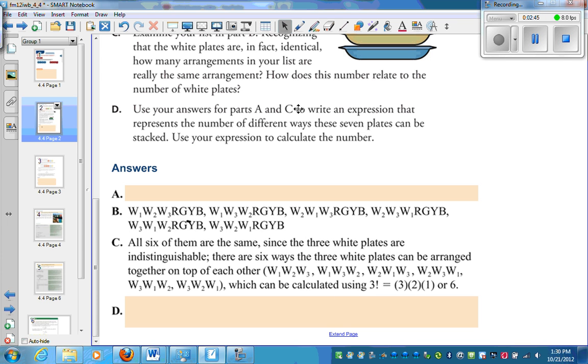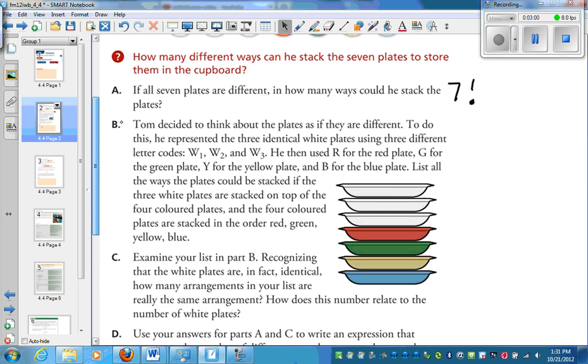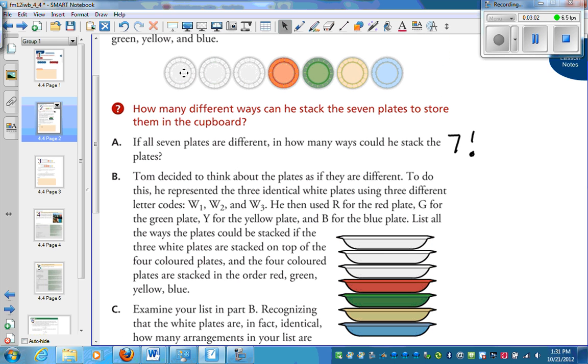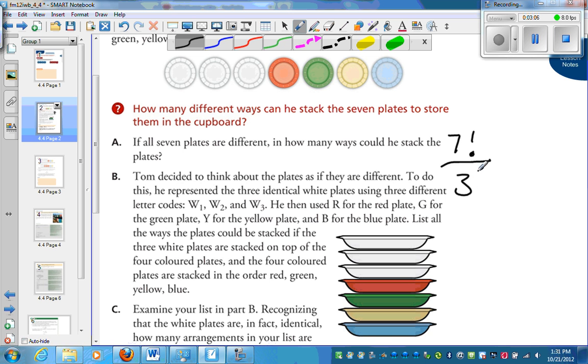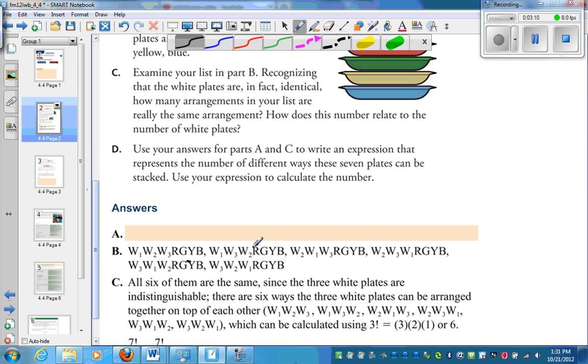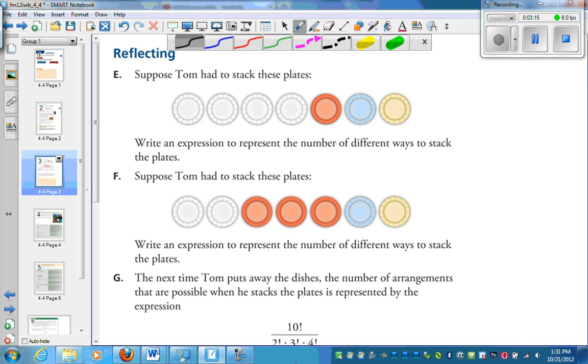Use your answers for part A and C to write the expression that represents the number of different ways that 7 plates can be stacked. So what we're going to do is we're going to go 7 factorial divided by 3 factorial, which is 840. So there's 840 ways to stack these plates. So what we did is, since there's 3 that are repeated, we took 7 factorial and we divided it by 3 factorial. Because each way to arrange it has 6 exactly the same ways because they're indistinguishable.